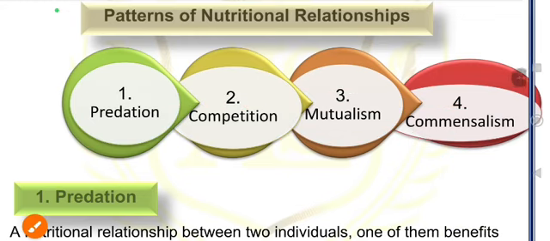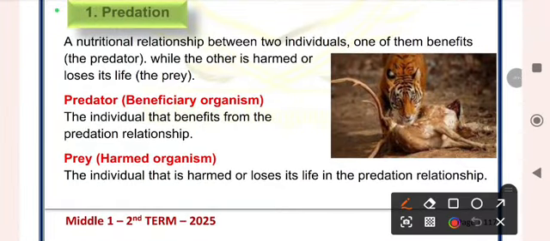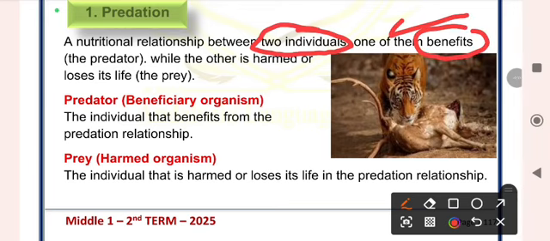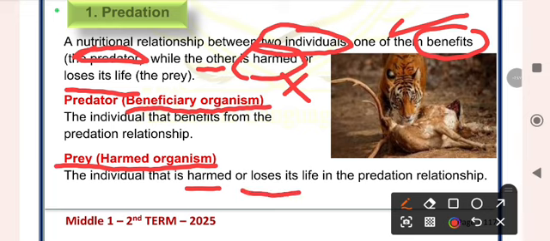Let's start with predation. Predation is a nutritional relationship between two individuals. One of them benefits, called the predator or beneficiary organism. The predator is the individual that benefits from predation, while the other is harmed or loses its life. It's called a prey, or harmed organism. The individual that's harmed or loses its life.